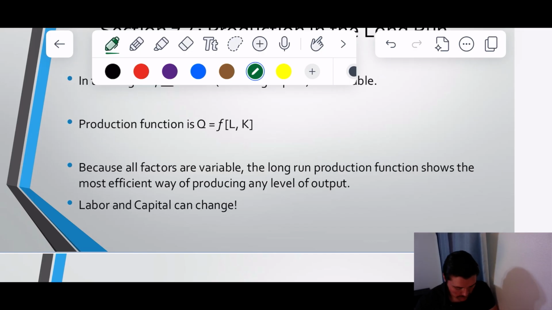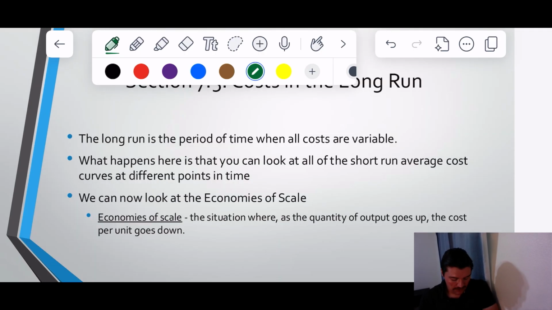The long period is the time when all costs are variable. So you can look at all of the short run average cost curves at different points in time. That ATC that we did earlier for the farmer's market, we have the average total cost there, that U shape. If we were to change to another trailer, add on more labor, or switch to a brick and mortar coffee shop, that's going to create a whole new short run ATC. By changing these ATCs around, the long run lets us see all of them at the same time.